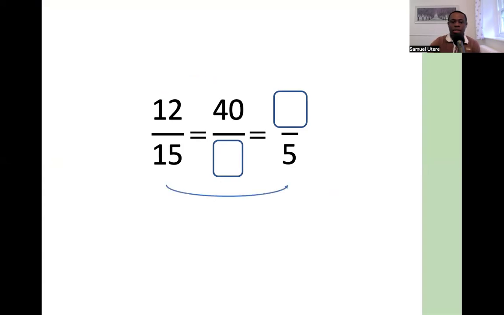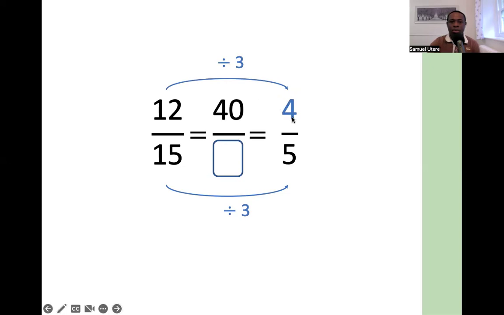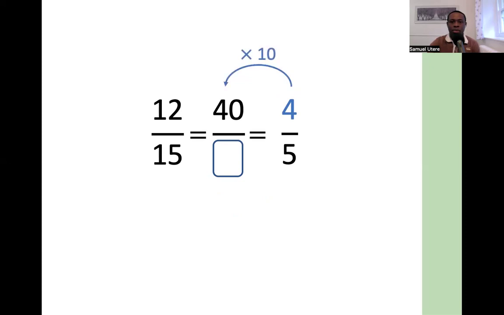So 15 divided by 3 should be 5, which means that using the numerator, 12 divided by 3 should give us the correct answer for the numerator. Now we can see that there exists a relationship between 40 and 4, which is if you multiply 4 by 10, you will get 40. So if you multiply 5 by 10, you should have the denominator for 40, which is 40 over 50 as a fraction.